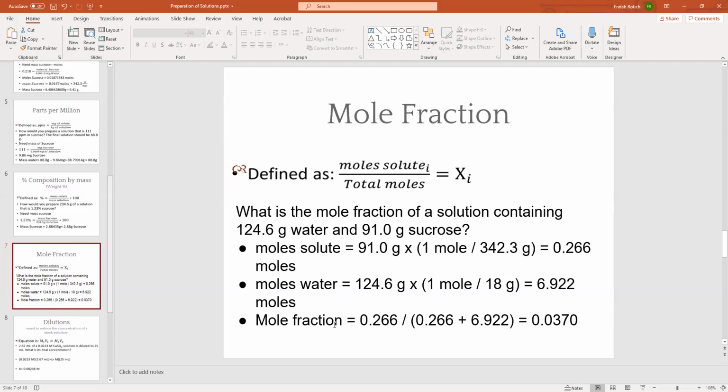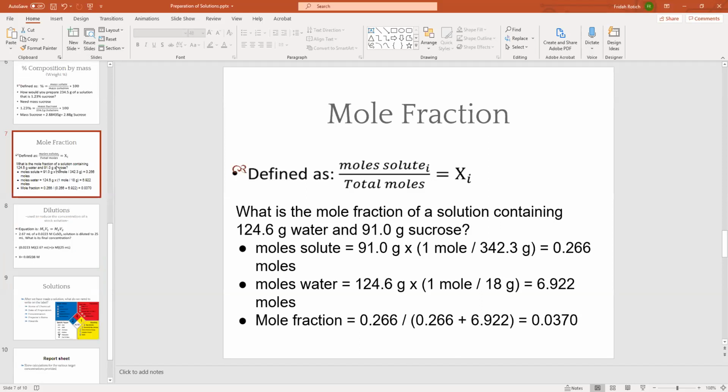So the mole fraction of this solution with respect to the sucrose would then be the moles of sucrose, 0.266, divided by the total moles in the system, which is 0.266 plus 6.922, and that should give us the number 0.0370.